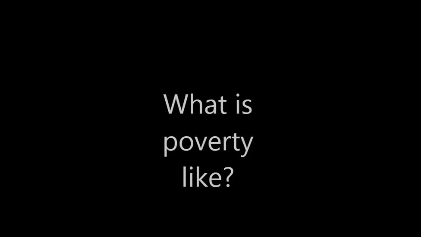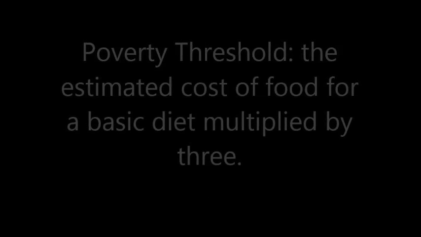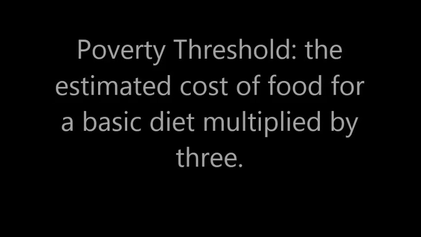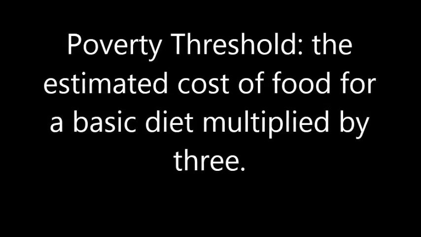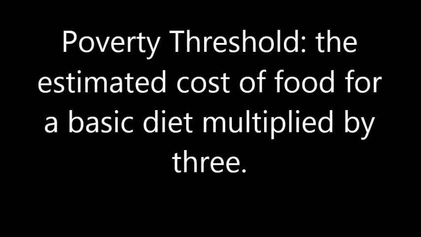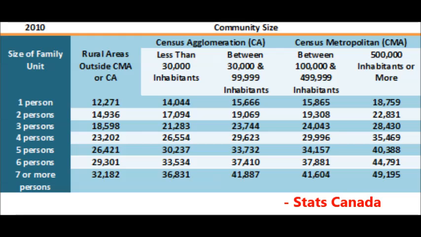So what is poverty like? The term poverty threshold refers to the estimated cost of food for a basic diet multiplied by 3. When a family makes less than this wage, they are deemed to be living in poverty because spending more than a third of your income on food is considered unacceptable.